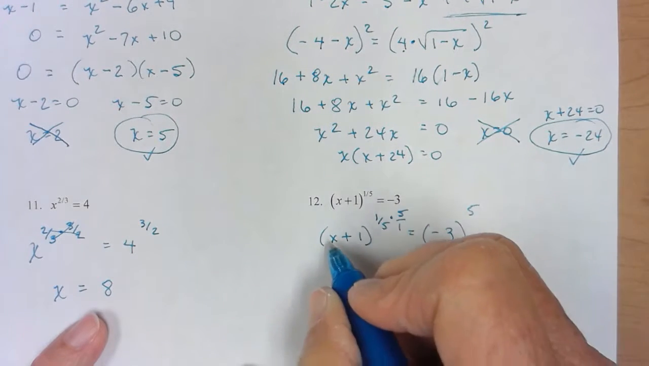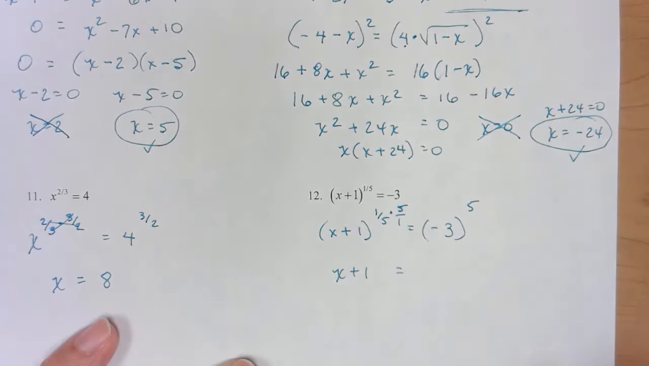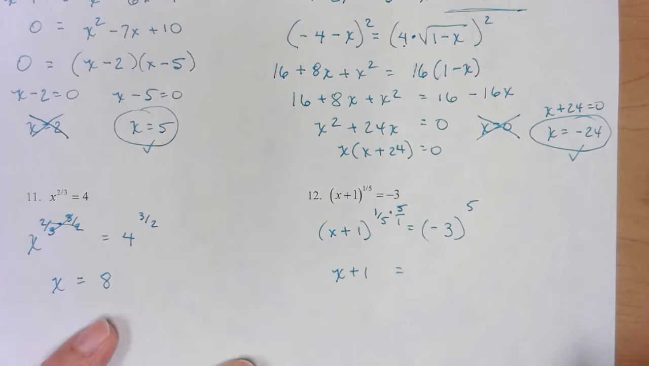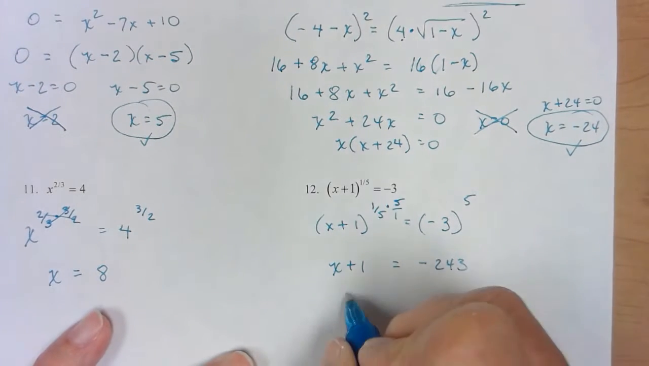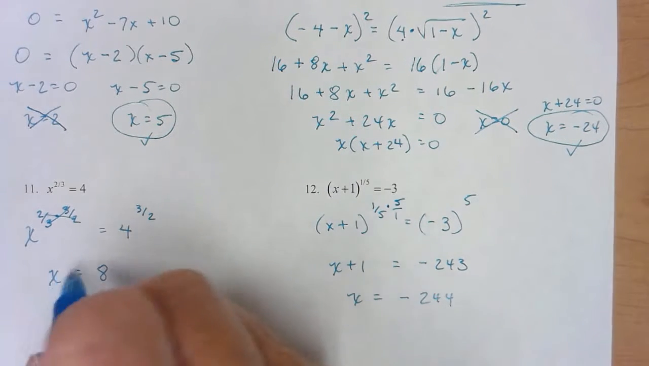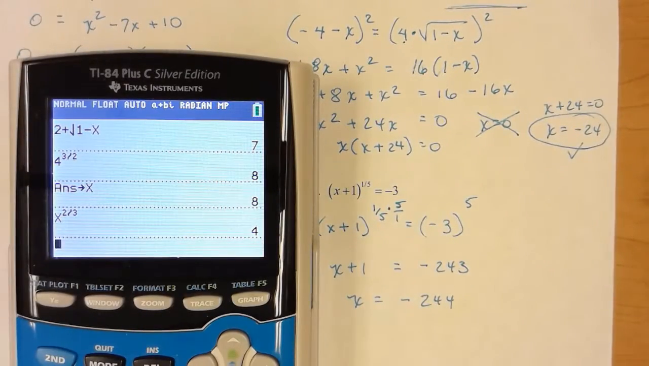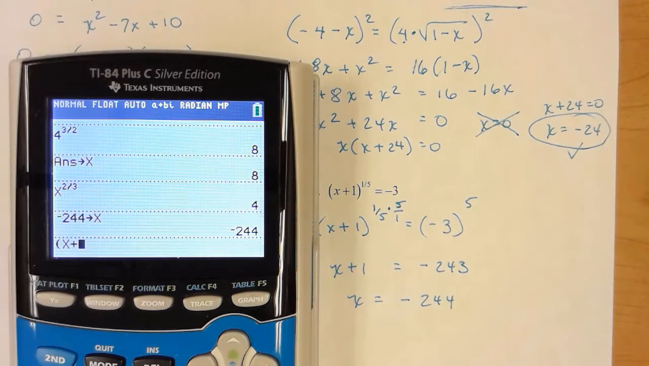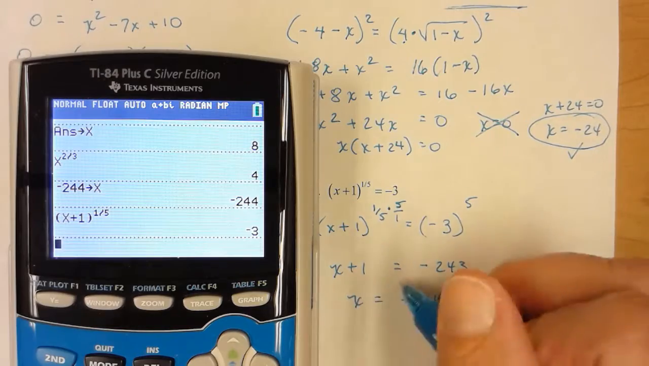That gets rid of this. This is just x plus 1. Negative 3 to the 5th. I think it's negative 243. See if it is. Subtract 1 from both sides, so x needs to be negative 244. Oh, I didn't circle and check that. So let me store negative 244, storing for x. Parentheses, x plus 1 raised to the 1 divided by 5. And if we come up with negative 3, yay, that's my answer.